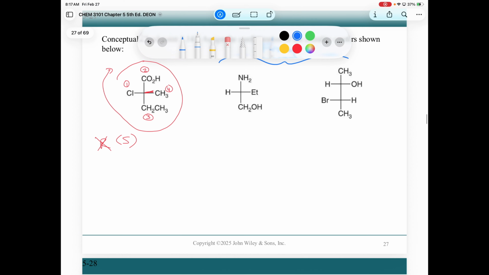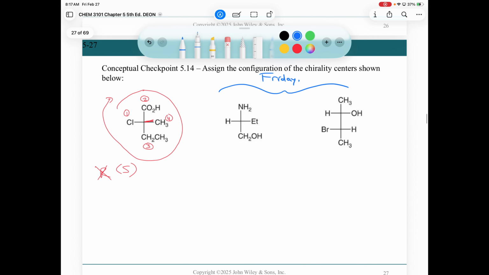We went over the rules for what you can do with the Fisher projection, but I don't think we assigned the chirality at these chiral centers here, did we? So let's look at this compound. This is just a little more practice on the old R and S. With this compound on the far left, we figured out that it was an S compound.